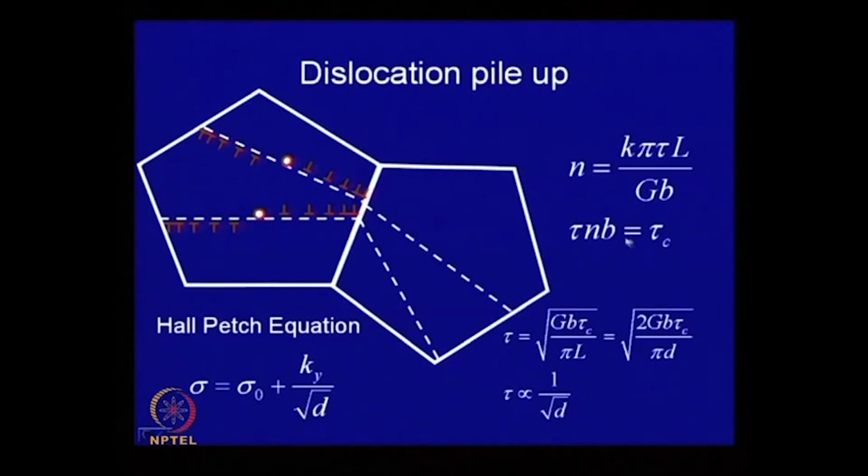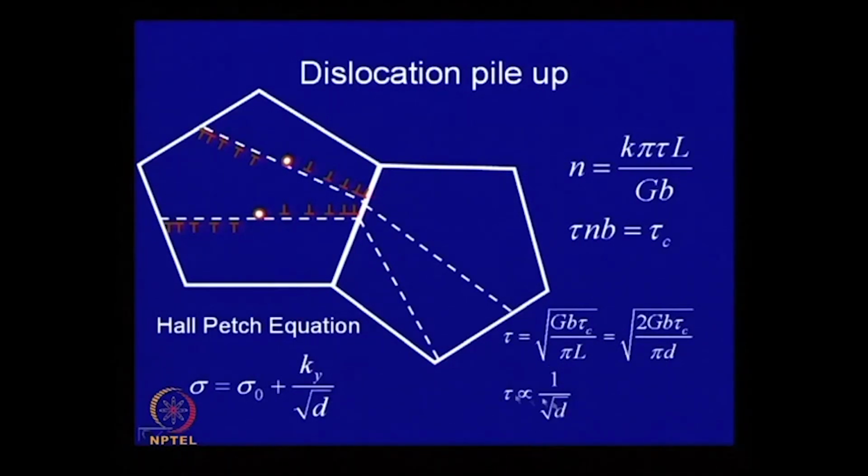You can substitute this n over here, which is done over here, and if you take the grain diameter d over 2 equal to L, then it is clearly seen that the shear stress tau which is needed to excite a dislocation source in the neighboring grain is inversely proportional to the root over grain diameter, and this is the famous Hall-Petch equation.